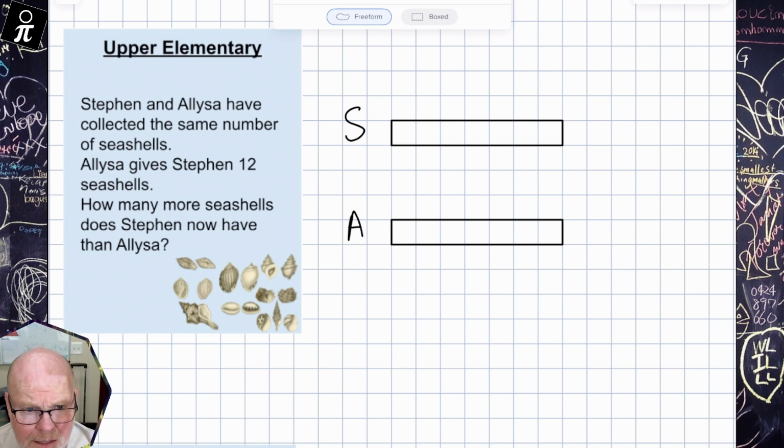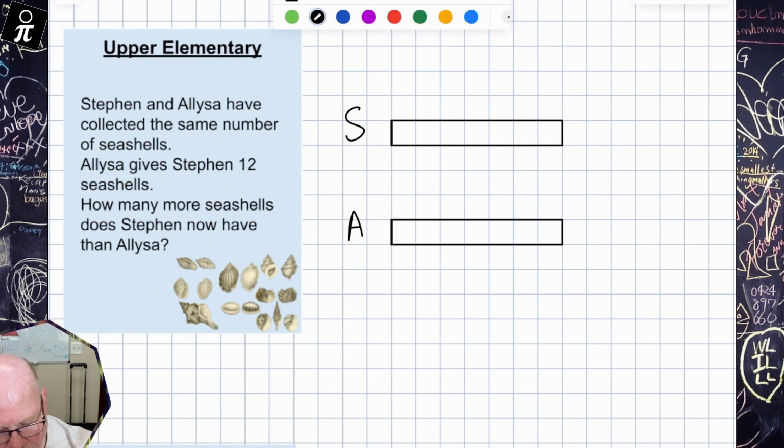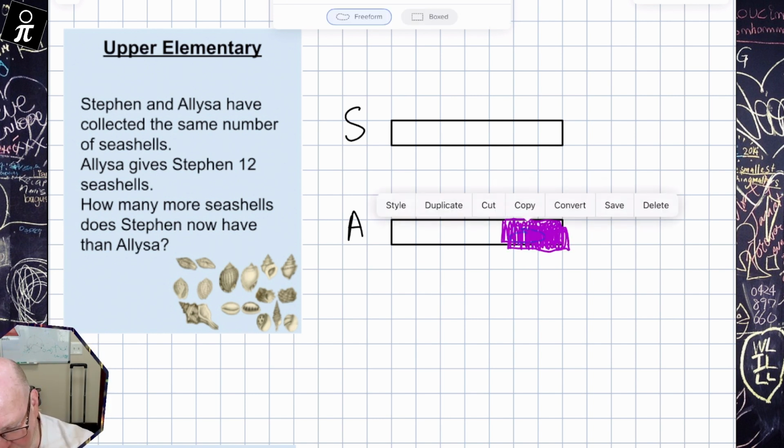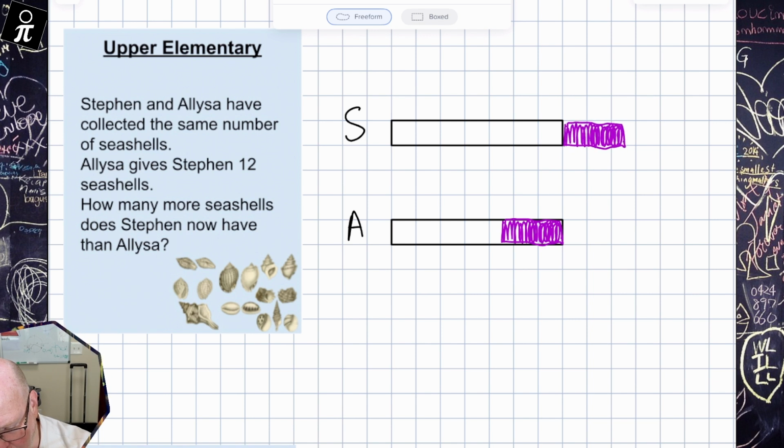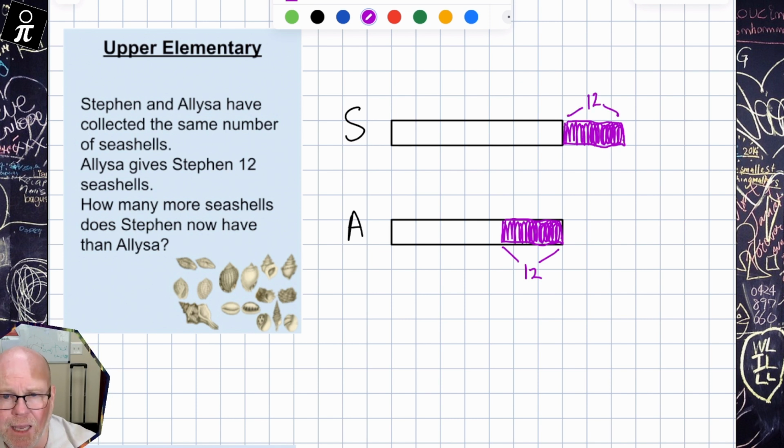Now, Alyssa gives Stephen 12 seashells. So what is that going to look like? Well, let's say this is 12 right here. There's my 12 seashells, all right? So she gives him that amount, right there. So the 12 that she loses are the 12 that he gains.